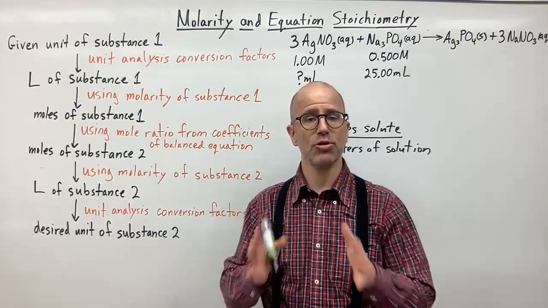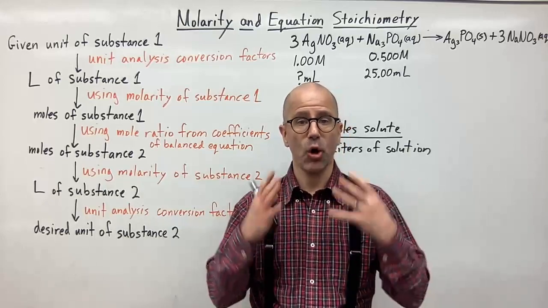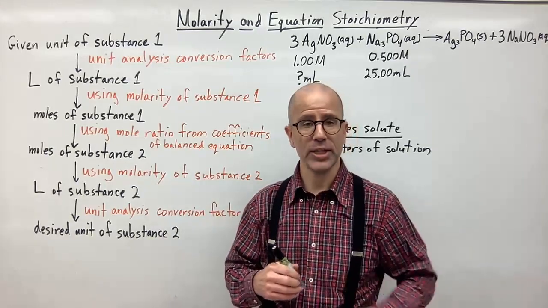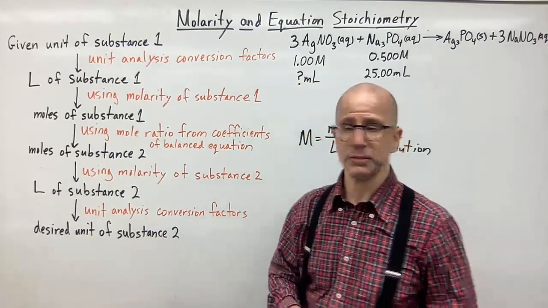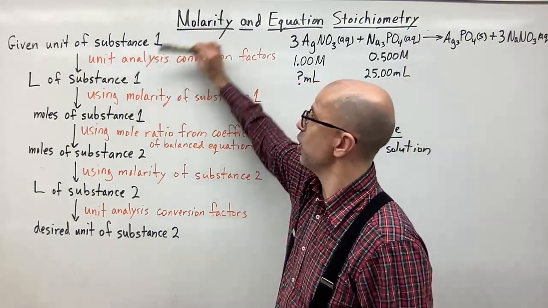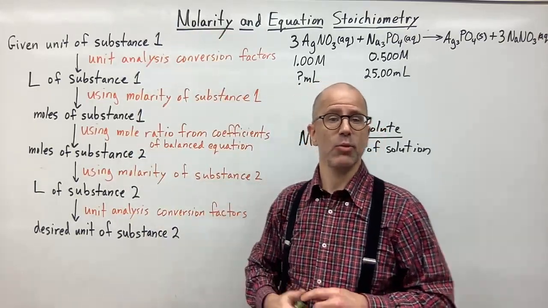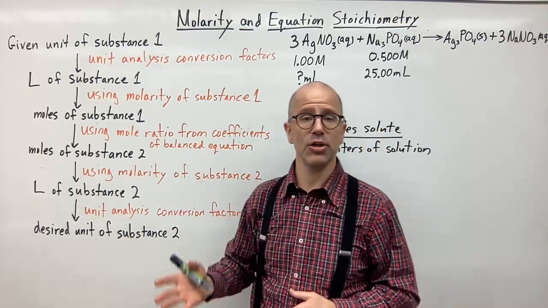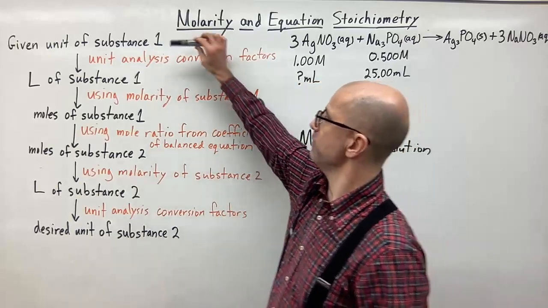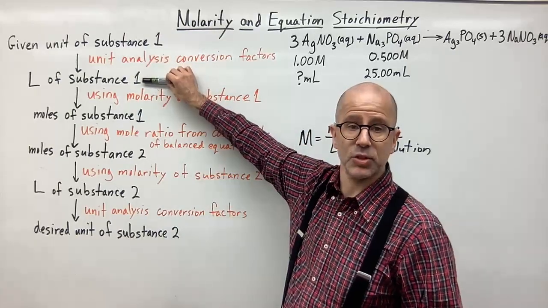And so we're going to use molarity to convert from a given volume to moles. So again, the goal is to get to moles. Once you get to moles, you're going to convert using your mole ratio that we get from our balanced equation. Okay, let me walk through this step by step. In this video, we're going to be given some unit of a substance in a volume unit, right? So it could be milliliters, liters, or microliters, whatever the case may be. It's going to be a volume unit. So you're given this volume unit, and your first step is to get to liters of substance one.